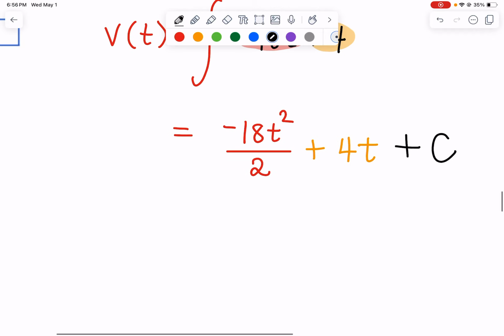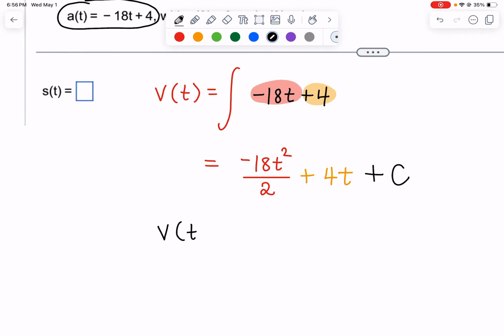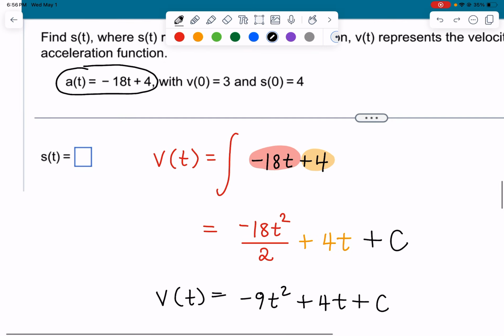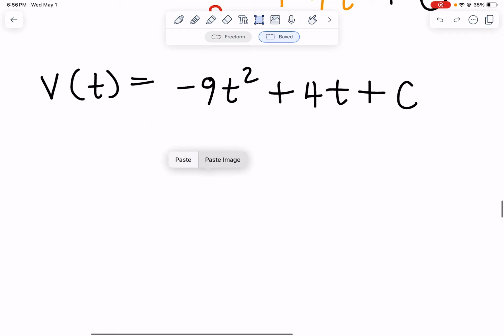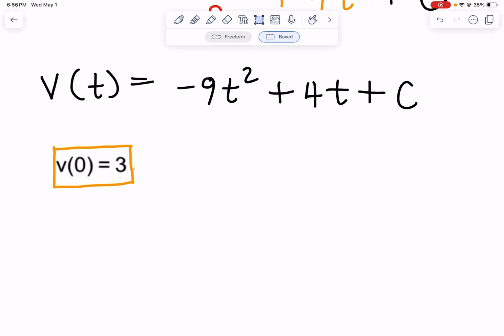Now let us simplify this, okay? So the velocity function is, let's simplify, negative 9t squared plus 4t plus c. But they gave us an initial condition to figure out what this c is. So look, the second clue given to us right here is that v of 0 is equal to 3. So I'm going to copy this, and we're going to use this to find what the c is, okay? So take a look. What they are saying here is if we plug in 0 in for t, the velocity should be equal to 3.